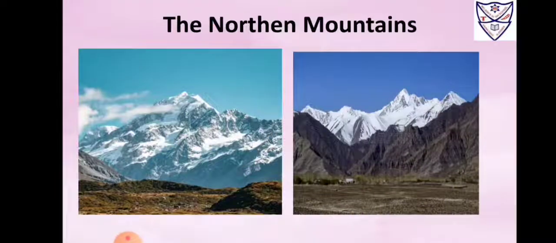The Northern Mountains. The northern part of India has very high mountains. The world's highest mountain range, called the Himalayas, is located here. It has some of the highest peaks in the world. The world's highest peak, Mount Everest, is located in the part of the Himalayas that is in Nepal.